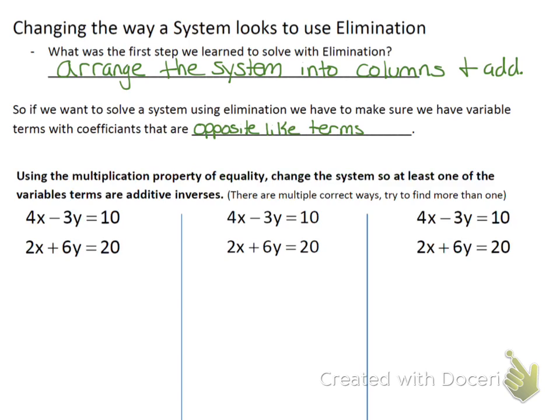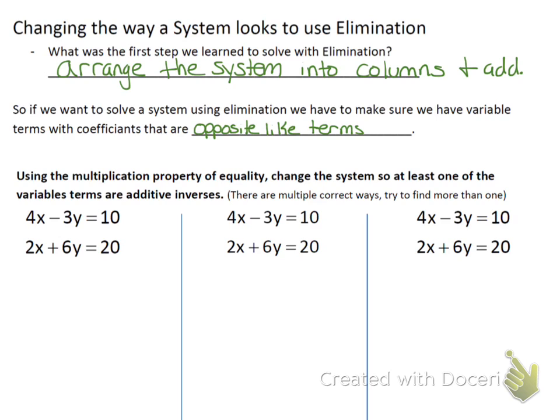So we're going to have an opportunity here to practice this. We're going to use multiplication to change this system so that at least one of the variable terms are additive inverses or opposite-like coefficients. Now hopefully you realize here that it's the same system written three times. You can change the system in many ways. So I'm going to demonstrate 2 ways to do this, and then that third way is going to be an opportunity for you to do this on your own.